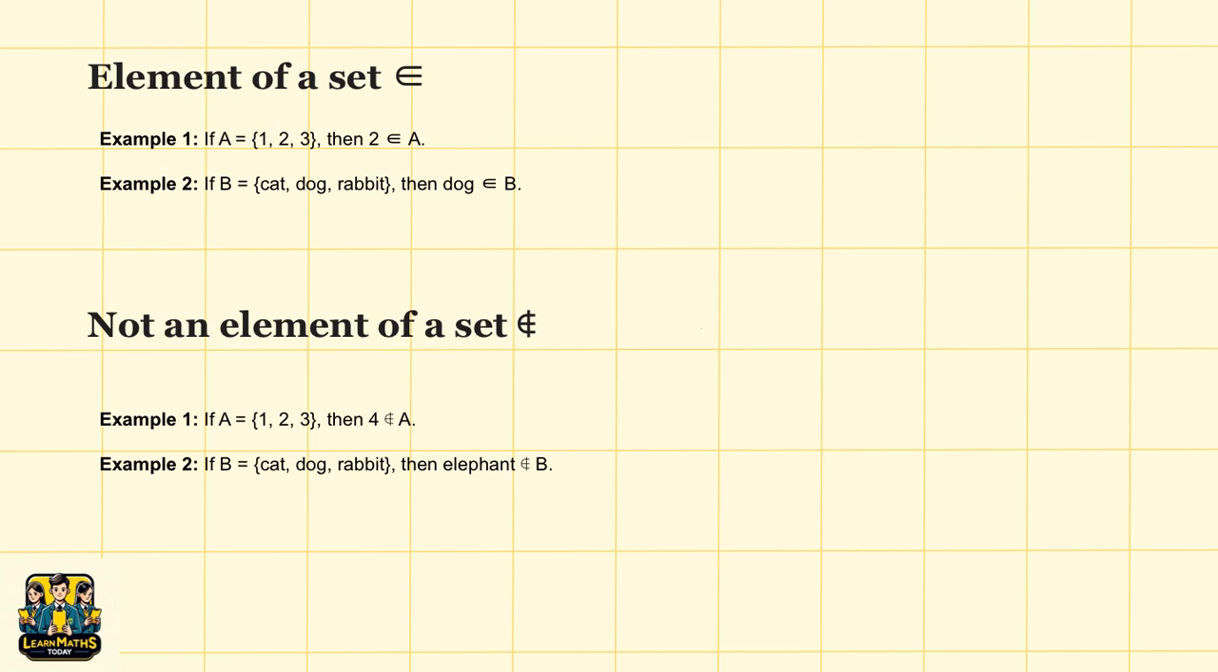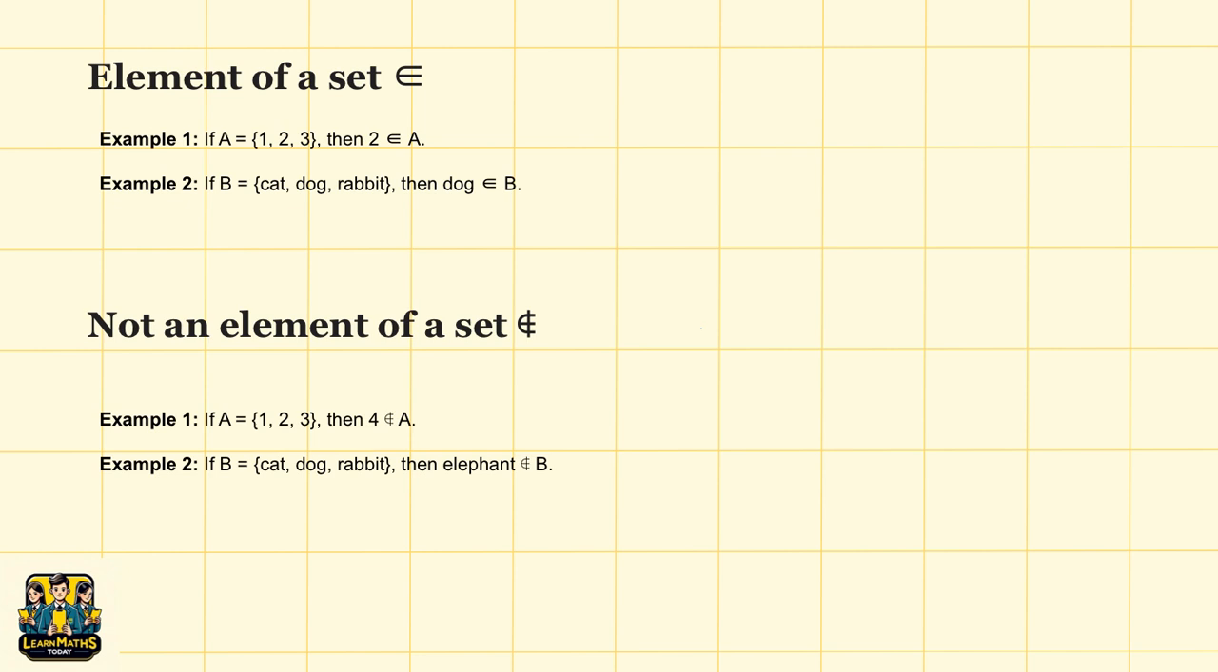For example, if we have a set A equal to 1, 2, and 3, then the statement 4 is not an element of set A means that the number 4 is not part of the set A. In other words, 4 is not an element of that set. Similarly, if set B equals cat, dog, and rabbit, then the statement elephant is not an element of set B tells us that elephant is not a member of set B.